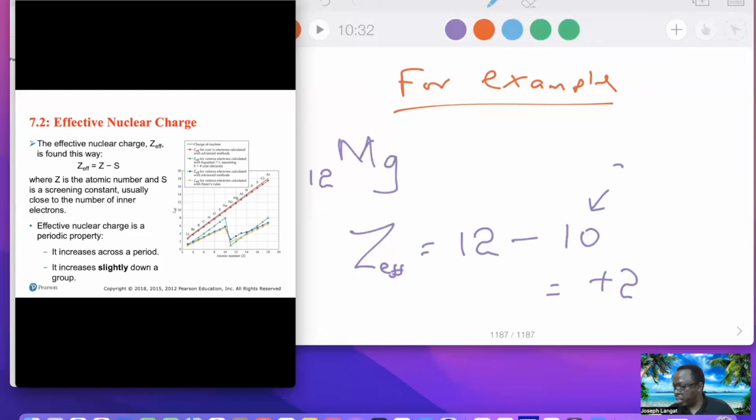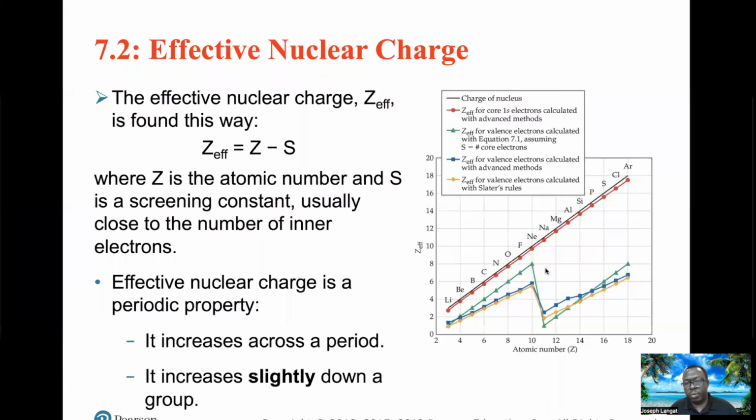This is the S, or shielding electrons. The core electrons, closer to the nucleus, give the screening constant. Usually it is close to the number of inner electrons. That's how you start.